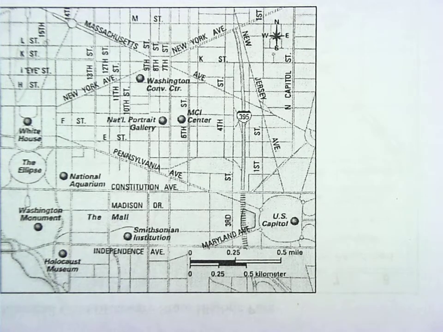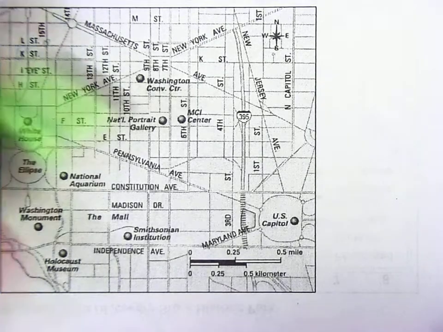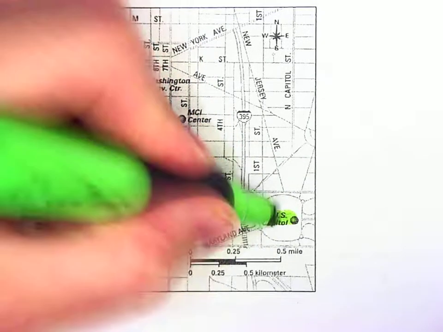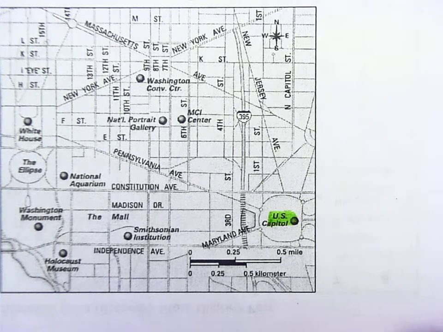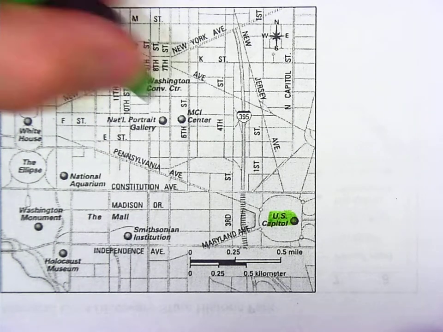What I want you to focus on today now is how you can write directions and how you can get from point A to point B. So I'm going to choose two places, and I'm going to try to write instructions about how to get there. And the two places I want to connect are, how about the U.S. Capitol, important place, and the Washington Convention Center.